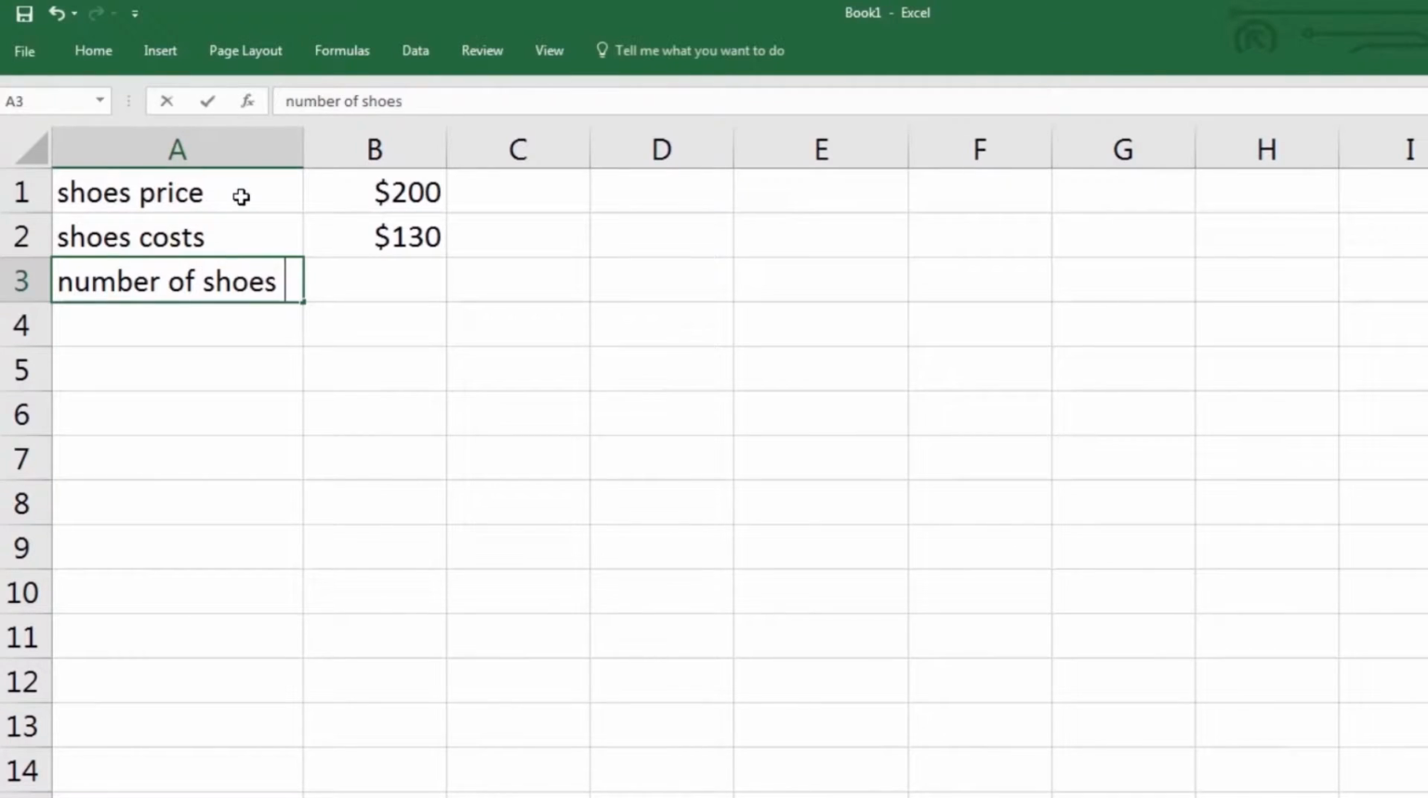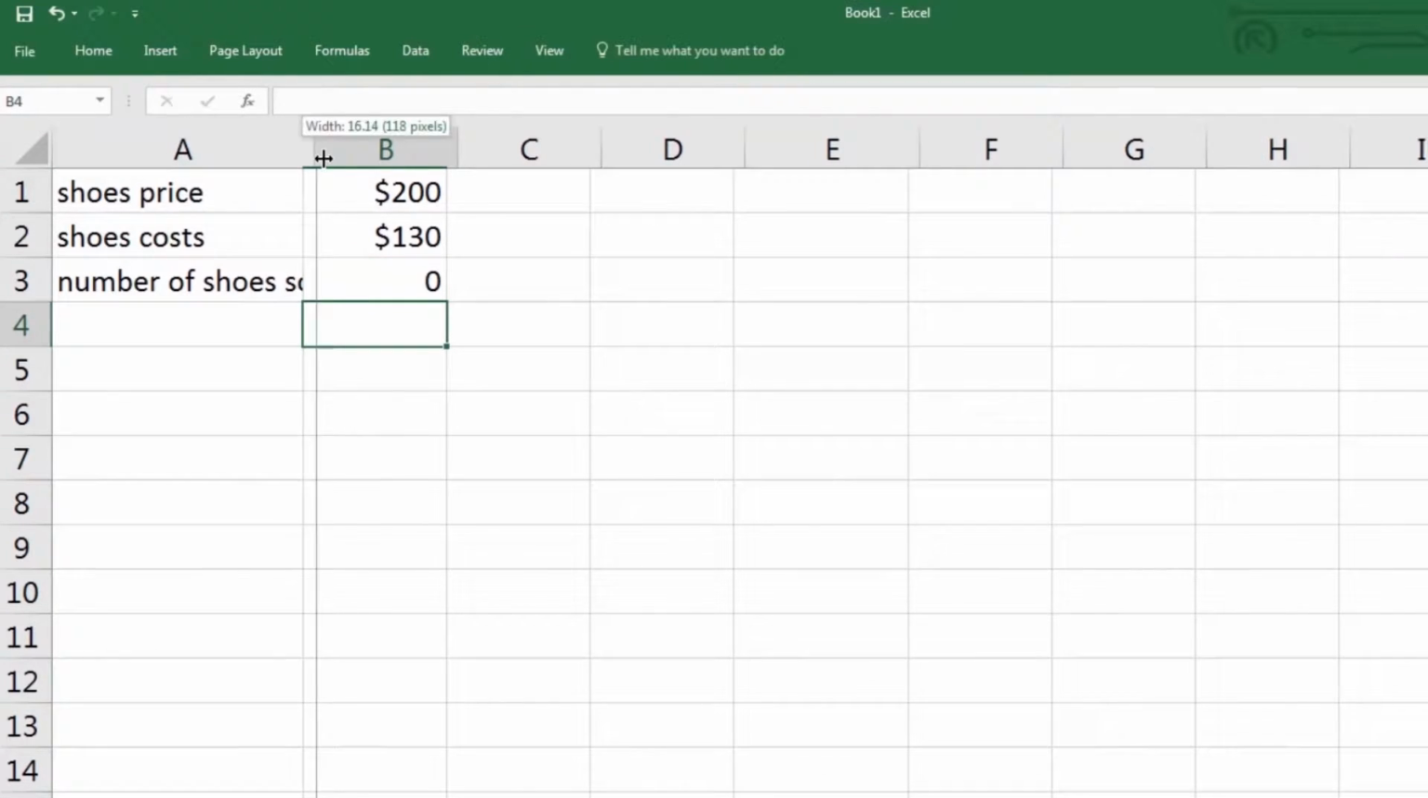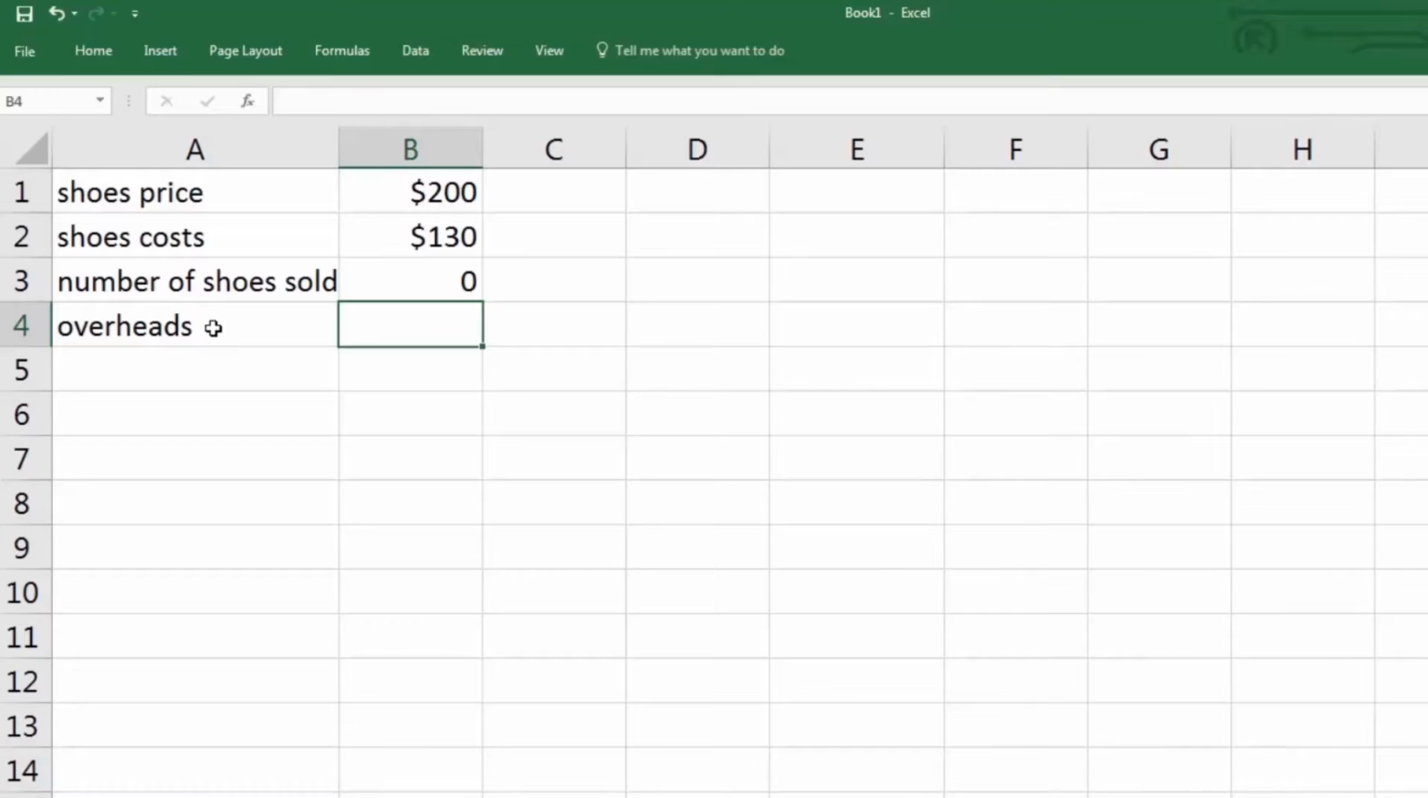Number of shoes sold, and business is always going to come down to sales. I'm going to put that in as a 0 for the moment. Overheads, these are the costs in your business independent of the direct cost of manufacturing those shoes and shipping them. So the overheads, let's just imagine in this little business, are $50,000.